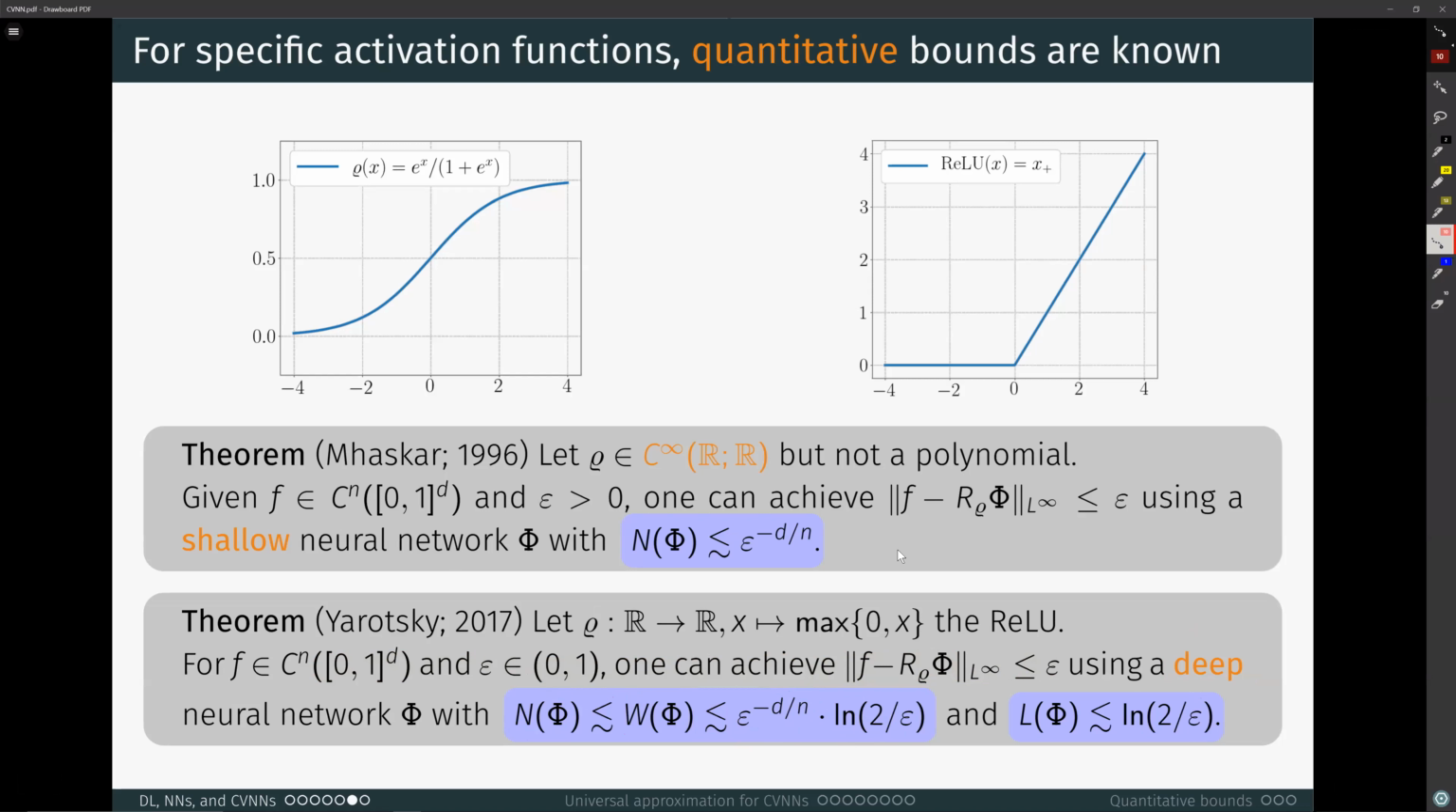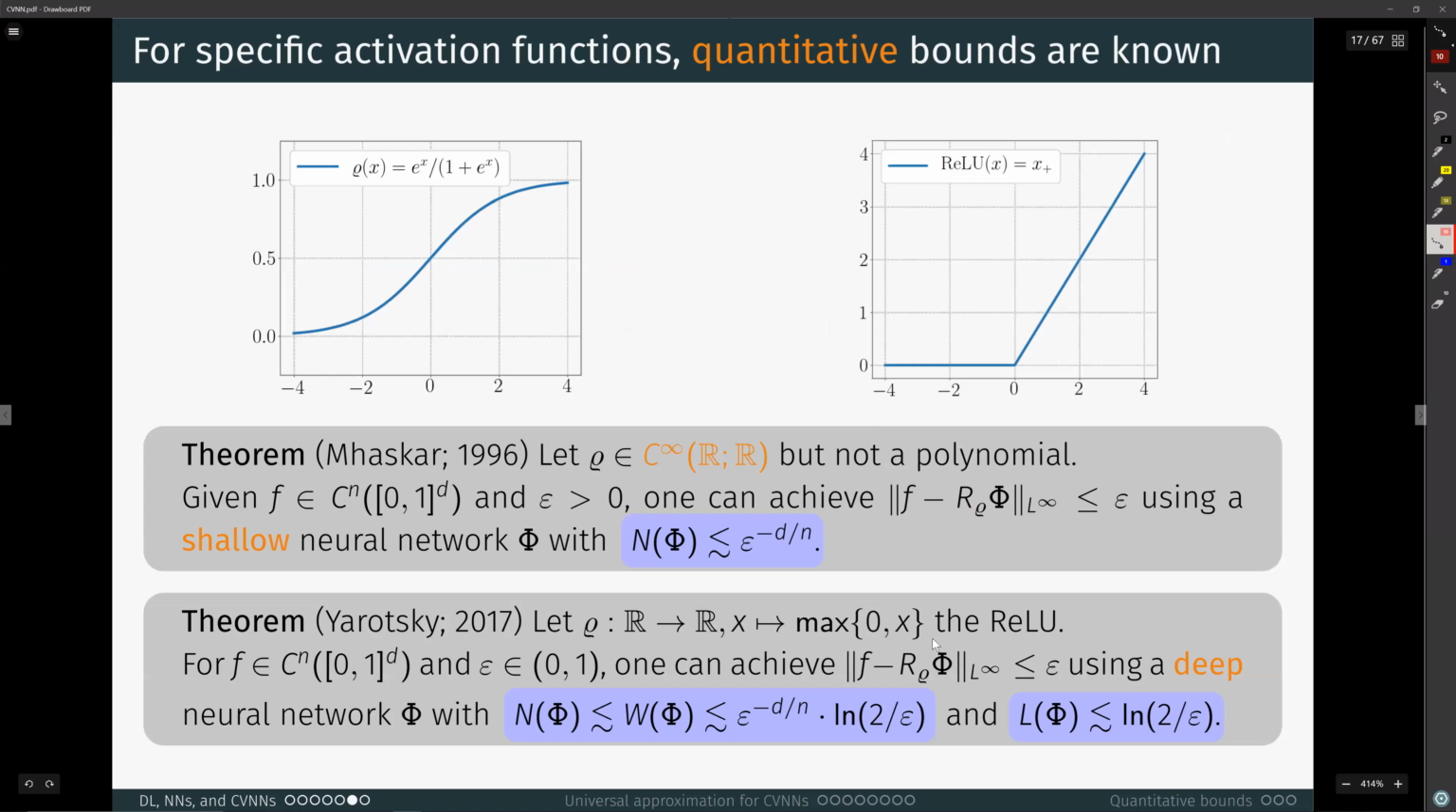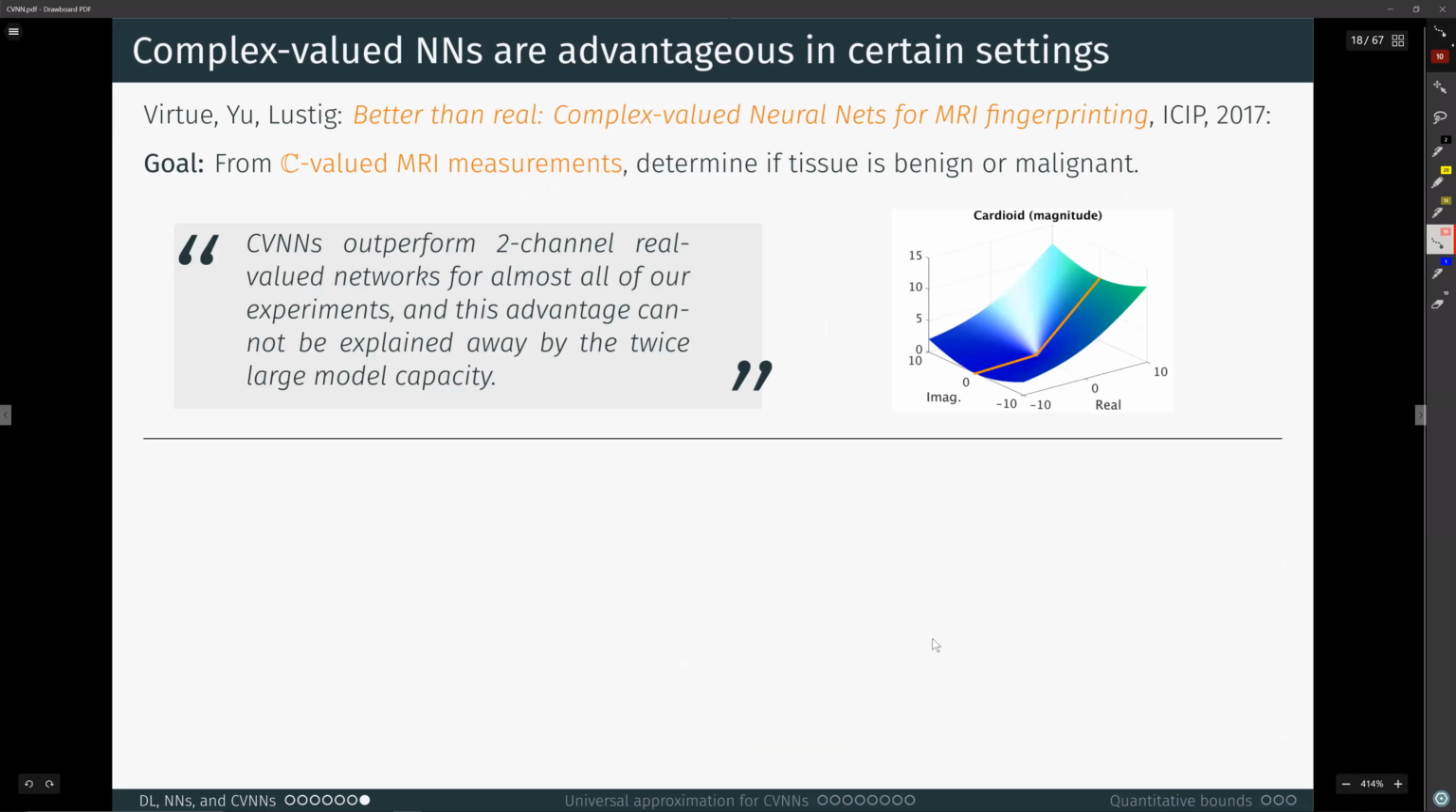Okay, and the main question of the talk is generalizing this universal approximation theorem and this result to the complex valued setting. And before I do that, let me briefly tell you that people are actually using complex valued networks also in practice, and that they are interesting there.